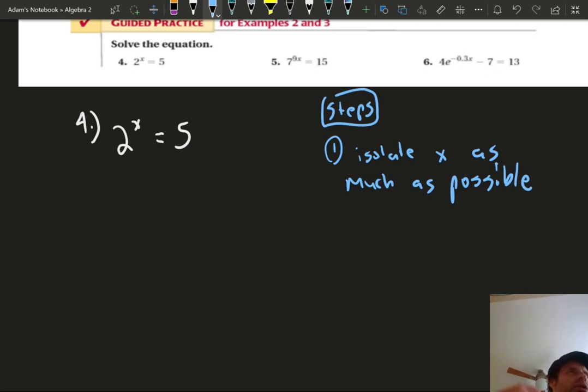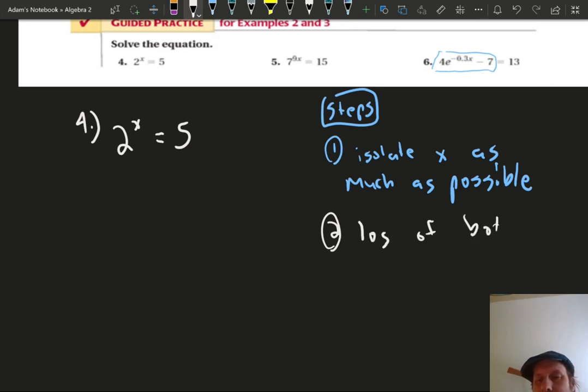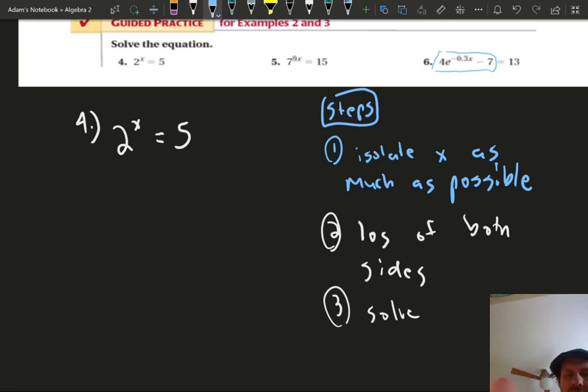Now in the previous example, x was already isolated, but you can see from, for example, this problem right here, we'll do that one next, you have to do a little bit more to isolate x as much as possible. And then your second step is, once x is in the exponent and isolated as much as possible, you would just take the log of both sides. And of course, the last step is just to solve, okay? So x is already isolated, it's already done.